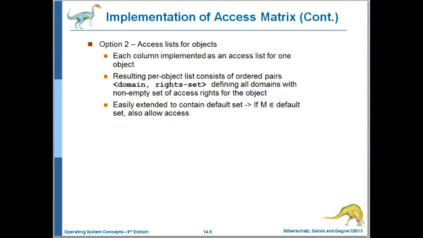So option 2 here is to associate the column with an object and then eliminate the empty entries, so that what is stored with an object is simply the ordered pairs of domain and right set. And as mentioned here, it's possible to add a default set of rights. So if there is no specific entry for a particular domain, then the default access rights come into play.